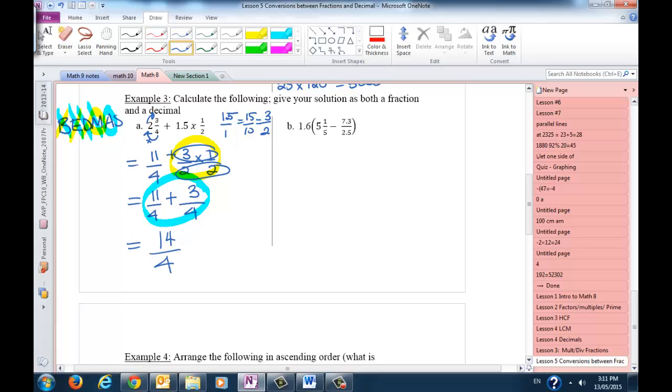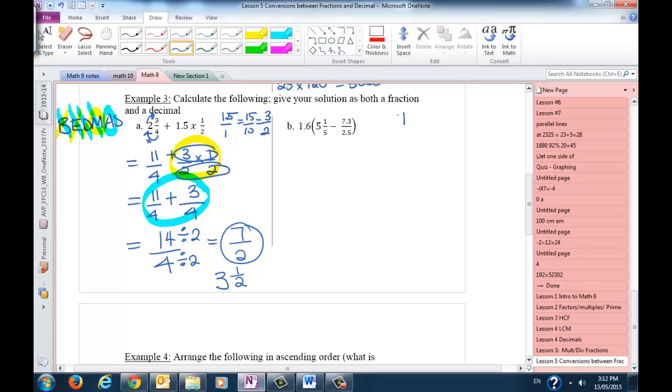Now this would be my answer if it was in the most simplified form. However, notice that both 14 and 4 are both divisible by 2. So my simplified answer would be 7 over 2. If your teacher's allowing you to write it as an improper fraction, this is fine. If not, and they want you to write it as a mixed number, you need to notice that 2 goes into 7 3 times, and the remainder is 1/2. Alright, let's go to B.